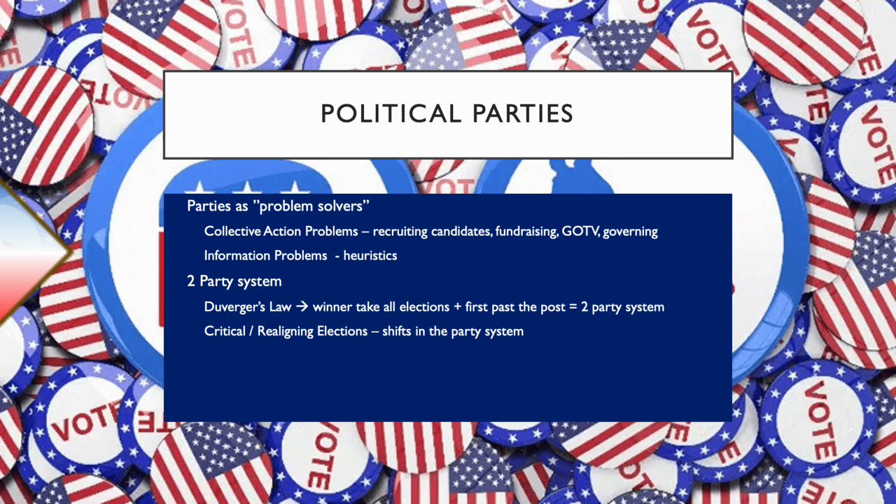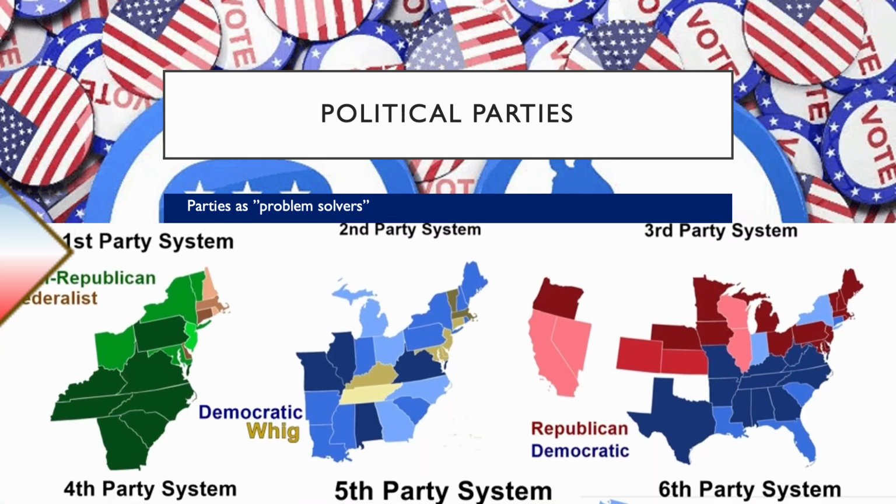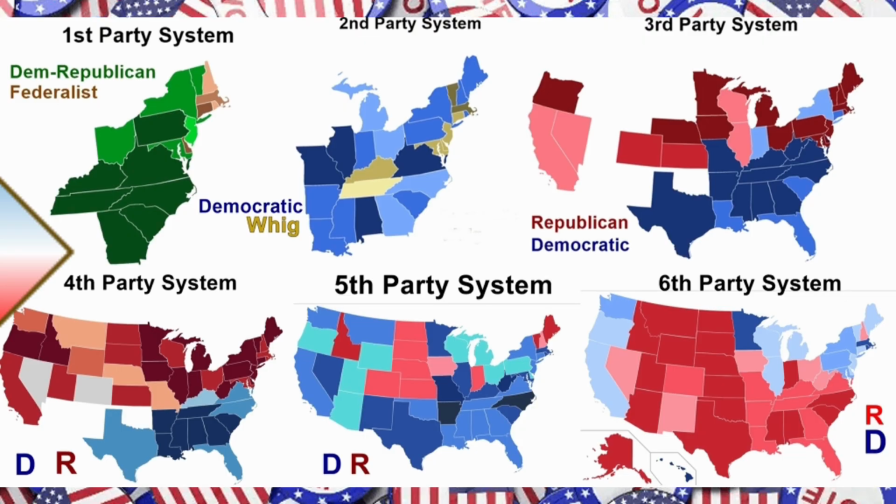So if we look briefly at American history, the first party system, from the founding to about 1828 and the election of Andrew Jackson, was dominated by the Democratic-Republican and Federalist parties, but really dominated by the Democratic-Republicans. From 1828 to basically the Civil War, you get the second party system, with the domination of the Jacksonian Democratic Party over the Whig Party.